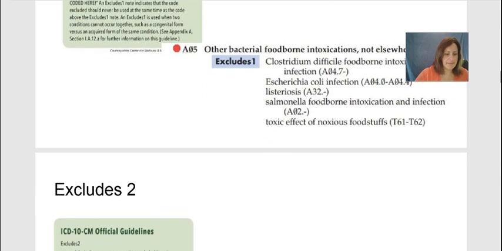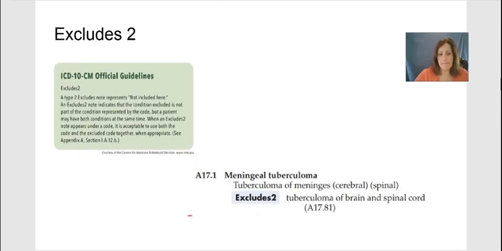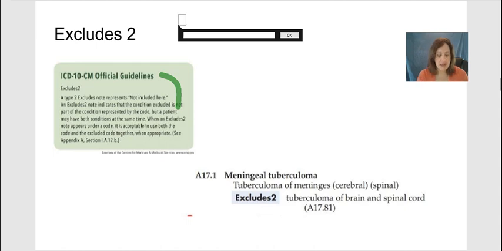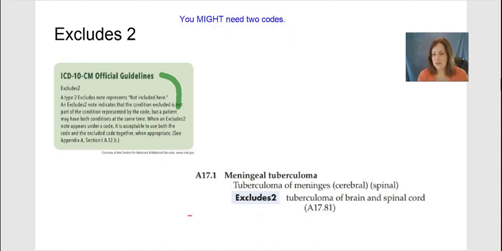Okay, next one. Excludes 2. Excludes 2 says not included here. So remember last time I said you're in the wrong place? That's not what I say with this one. Excludes 2 means you might need 2 codes. Notice I have might in capital letters because it's not always. Again, consider and either follow or reject.